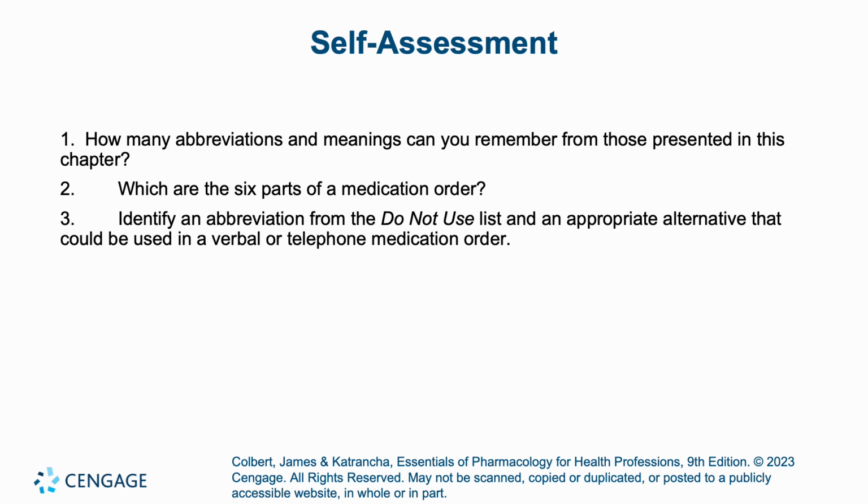Your self-assessment for this chapter: 1, how many abbreviations and meanings can you remember from those presented in the chapter? I highly recommend that you pull out your textbook and look through it, because I covered some that were in the table, not all, and there are many, many more abbreviations to learn. Go ahead and familiarize yourself with those. Make flashcards if you need to. 2, what are the 6 parts of a medication order? And 3, identify an abbreviation from the do not use list and an appropriate alternative that could be used in a verbal or telephone medication order.